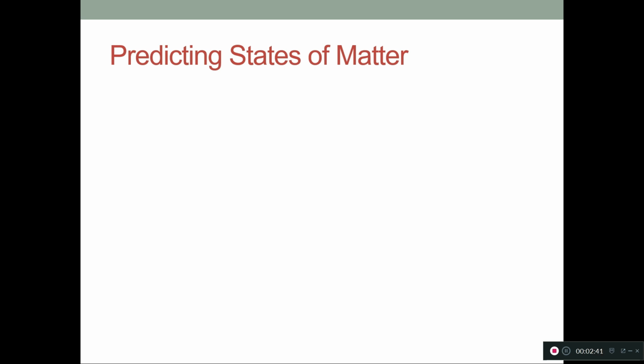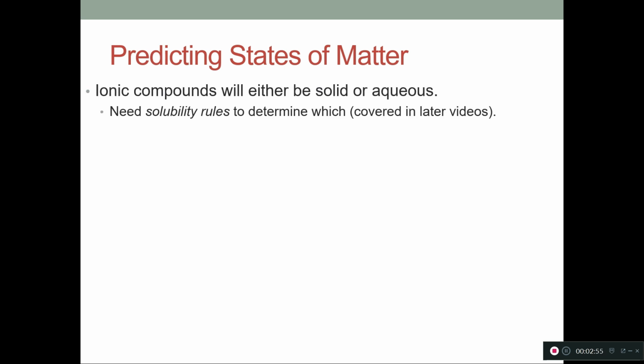Predicting these states of matter can be something that's kind of tricky. These are going to be a few rules of thumb here, so not hard and fast rules, but we'll talk about a few things that you will want to use when trying to predict these states of matter. Ionic compounds will either be solid or aqueous, and we would need solubility rules to determine which, and we will cover the solubility rules in later videos. The take-home message here is that if you have an ionic compound, it will either be a solid or it will be aqueous.